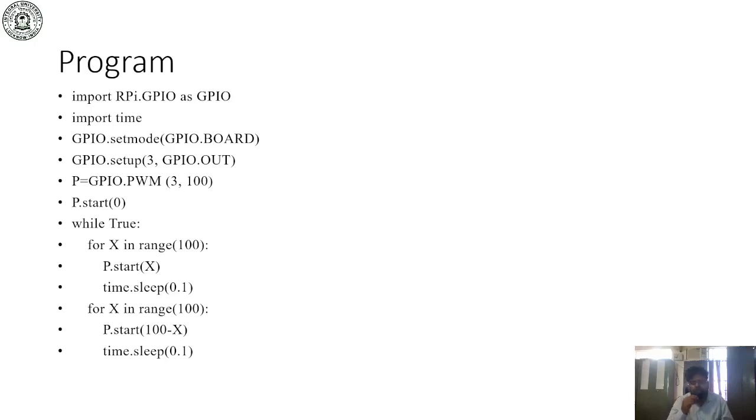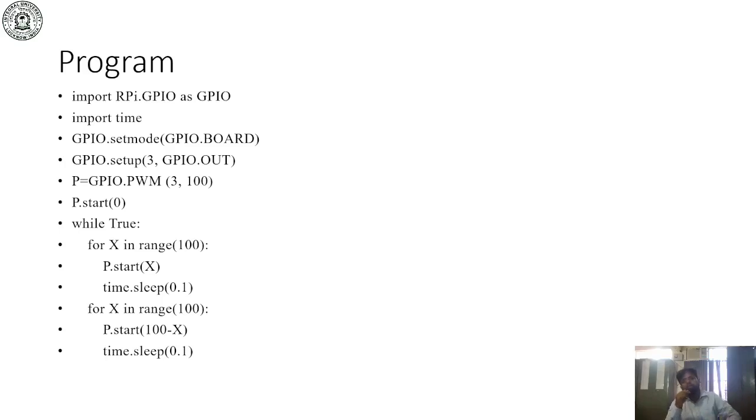Now I have used a variable P, in which P is equal to GPIO.PWM(3, 100). Here 3 is the board pin number and 100 is basically a percentage. 100% means maximum brightness of the LED.